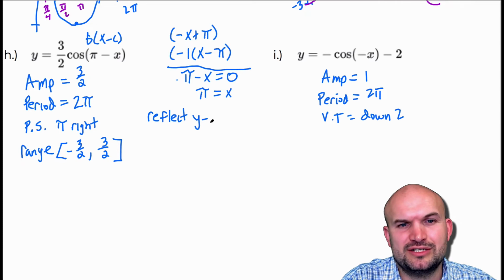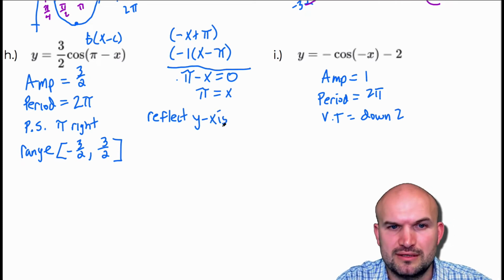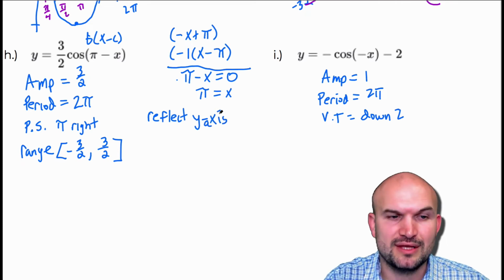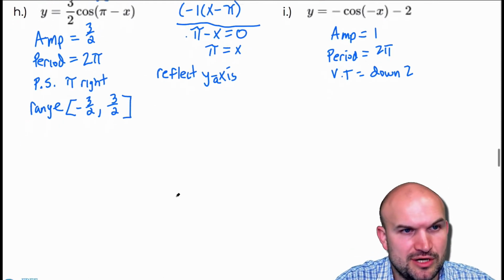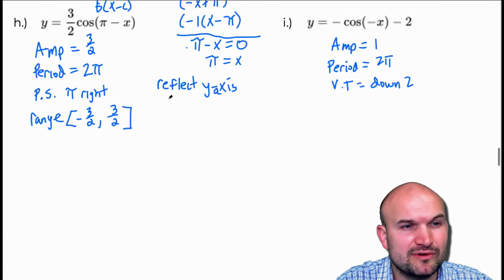Oh, why didn't I sketch the graph of that? I could throw an A in there too. Let's go ahead and sketch the graph here. So we have a reflection about the y-axis.